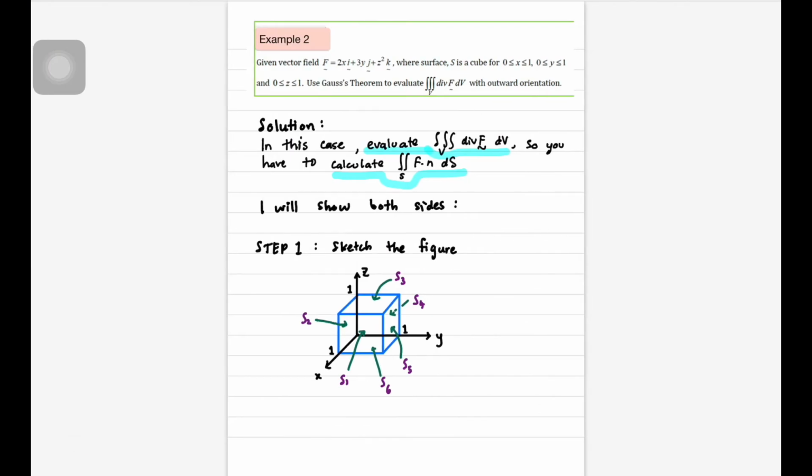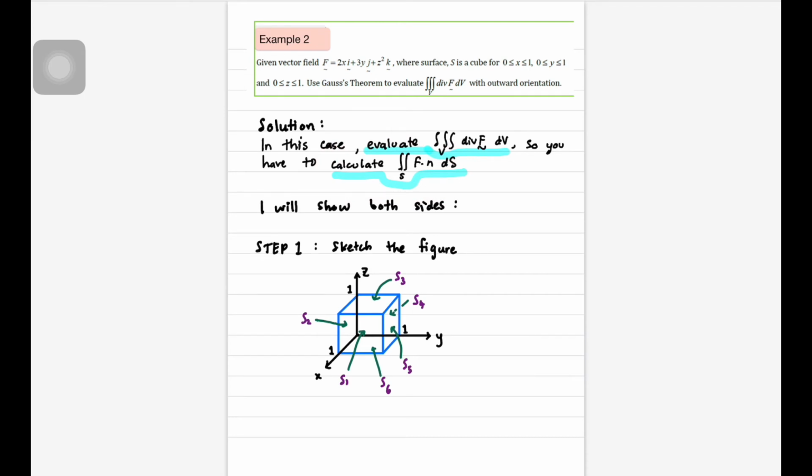Example 2. Given vector field f is equal to 2xi plus 3j plus z squared k, where surface S is a cube for x from 0 to 1, y from 0 to 1, and z from 0 to 1. Use Gauss' theorem to evaluate triple integral of divergent f dv with outward orientation. So in this case, the question asks you to evaluate this triple integral. So you have to calculate the double integral.